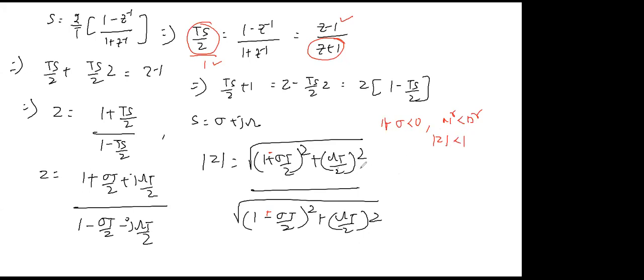Yes or not? Agree? So if sigma is less than 0, then we are getting mod z less than 1. Means the first condition is satisfied.